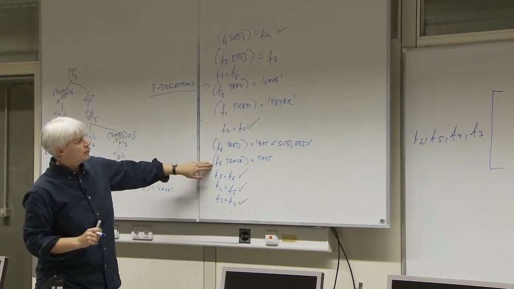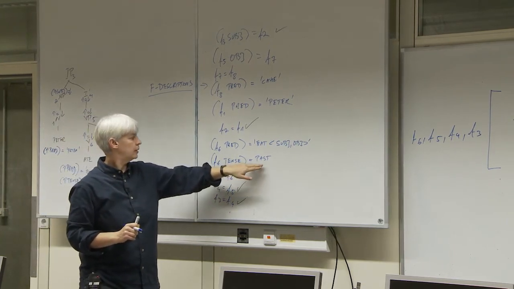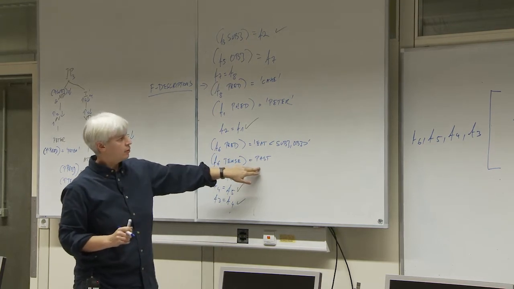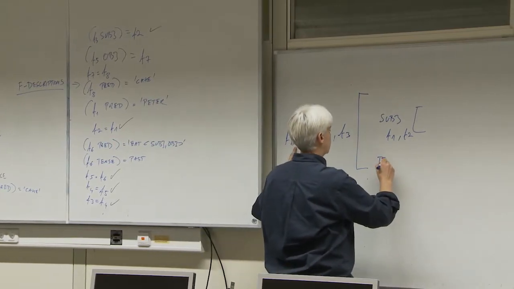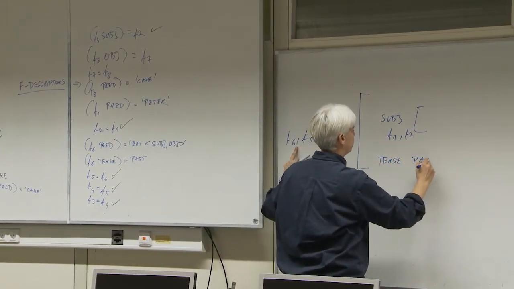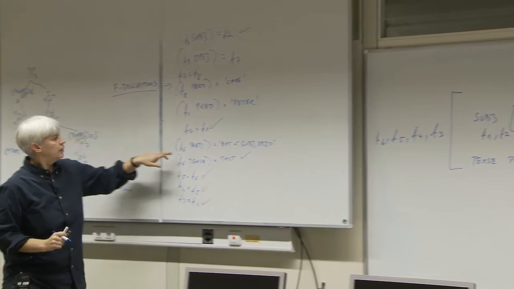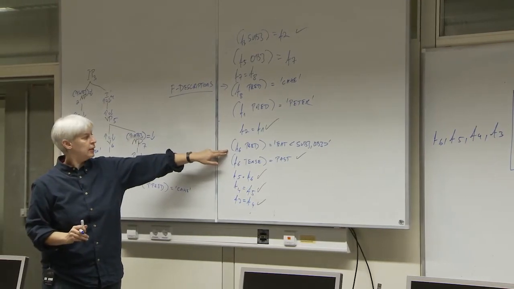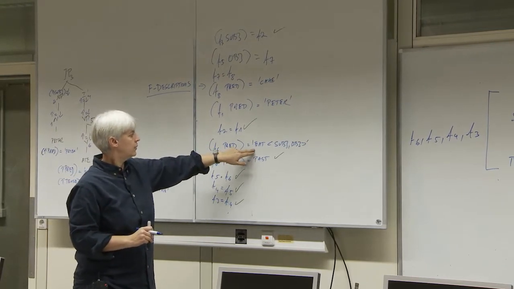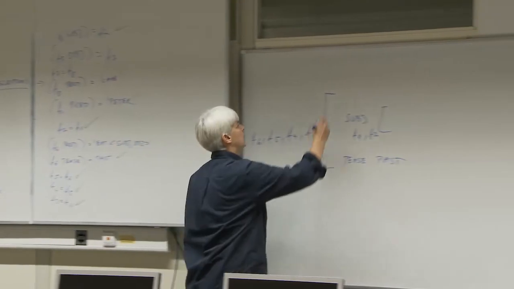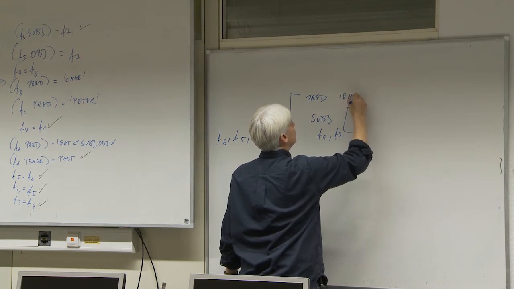The F structure F6 has the information that its tense attribute has the value past. So we can write that in here. Here's F6, tense past. Now I've done that. F6 also has information associated with it that it has a pred attribute whose value is eat, subject, object. So we can write that up here. Doesn't matter where we write it. I write it up here by convention.